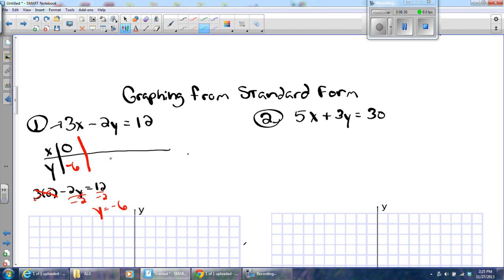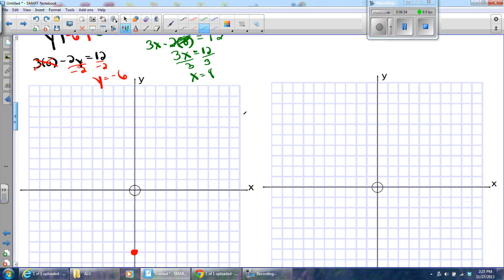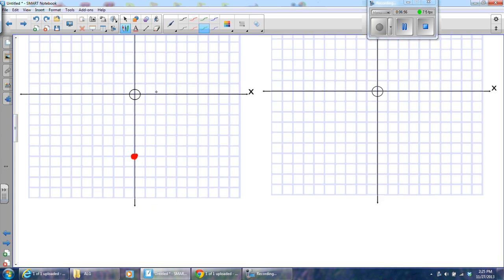Next, I'm going to plug 0 in for y. Yeah, I can do that. I'm going to put 0 in here. And I'm going to get 3x minus 2 times 0 equals 12. Well, 2 times 0 is 0. This cancels out, leaving me 3x equals 12. I'll divide by 3. X will equal 4. So I will go to 1, 2, 3, 4. I have 2 points. I can draw my line.